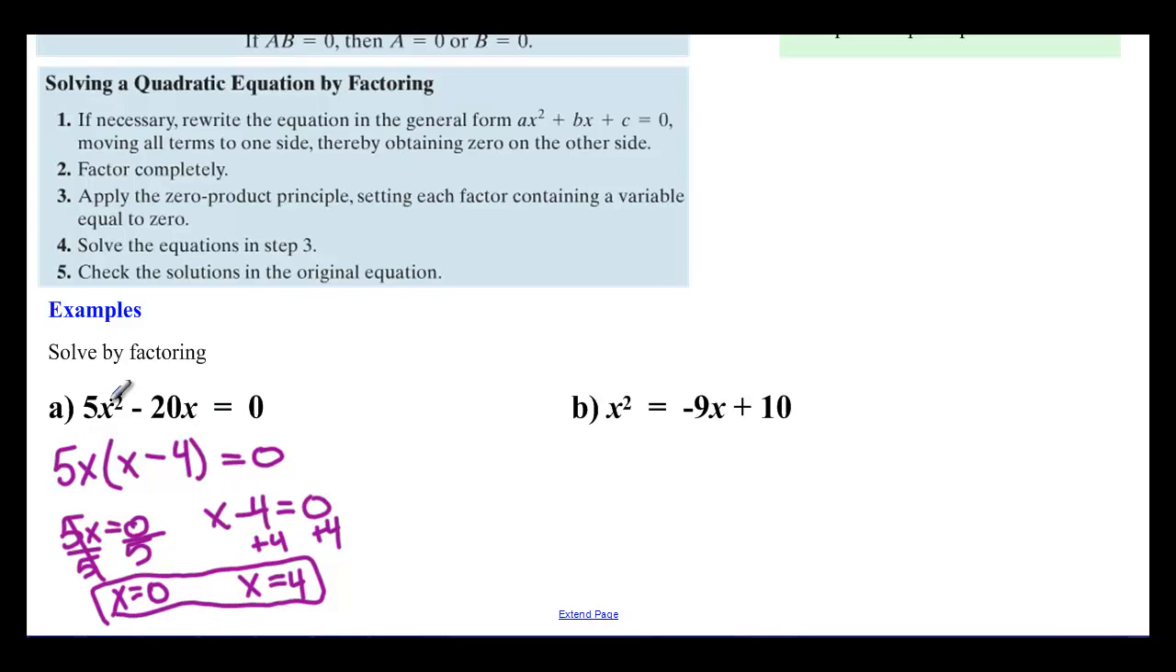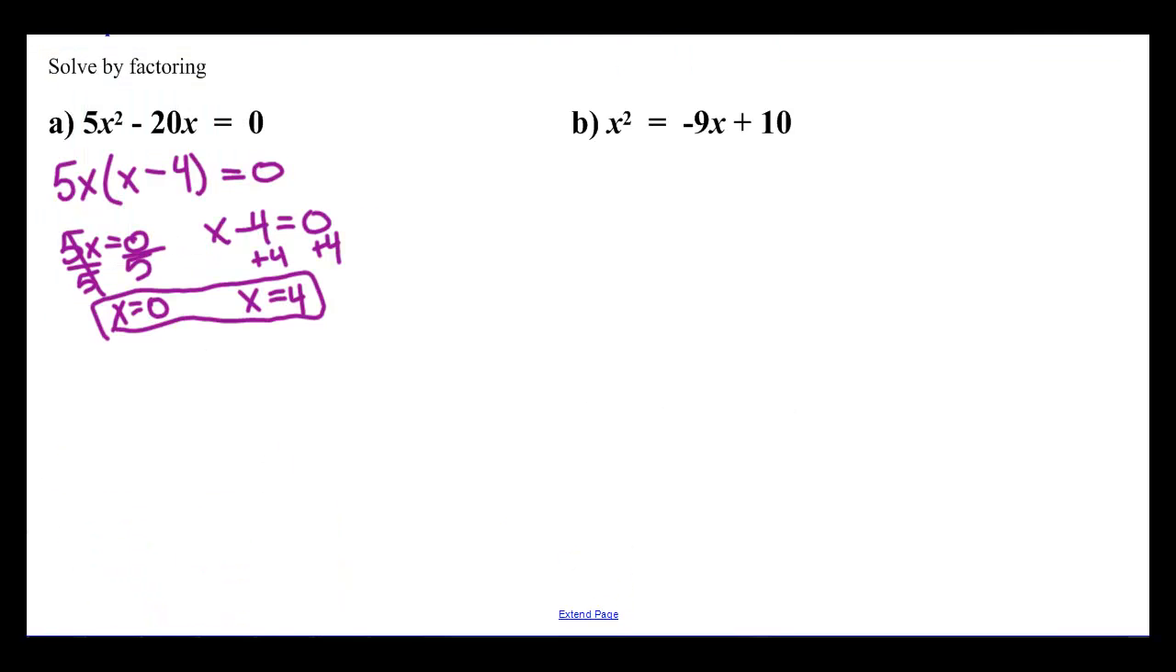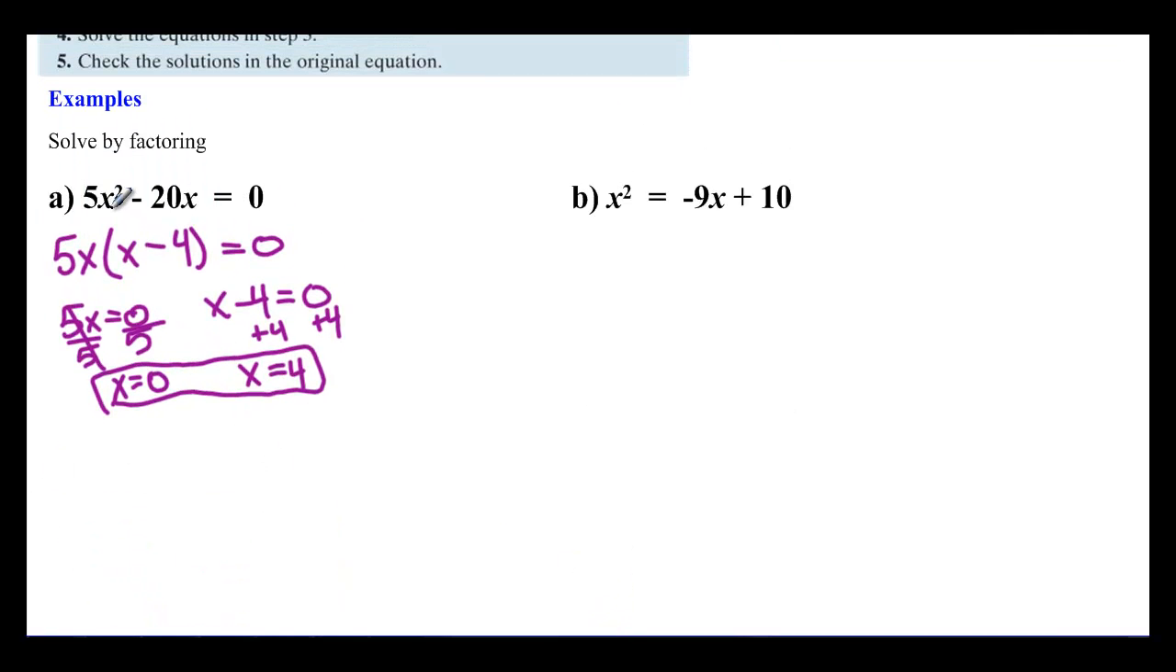And to double check, we just would have plugged our answers back in. Hopefully you can see pretty quickly that plugging in that 0 works. So 5 times 0 squared minus 20 times 0 is 0. So 0 minus 0 is 0. And then for plugging in the 4, 4 squared is 16. 16 times 5 is 80, minus, and then 20 times 4 is 80.